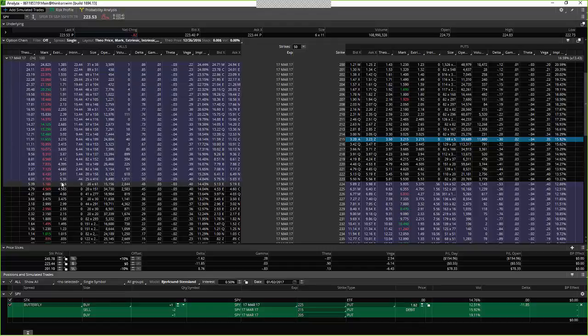You can also see what ends up happening is that the extrinsic value decreases as you go away from the money. It's always going to be the most at the money. Now, here's something that's theoretically true. Theoretically true, the extrinsic value of the puts should be the same as the extrinsic value of the calls.